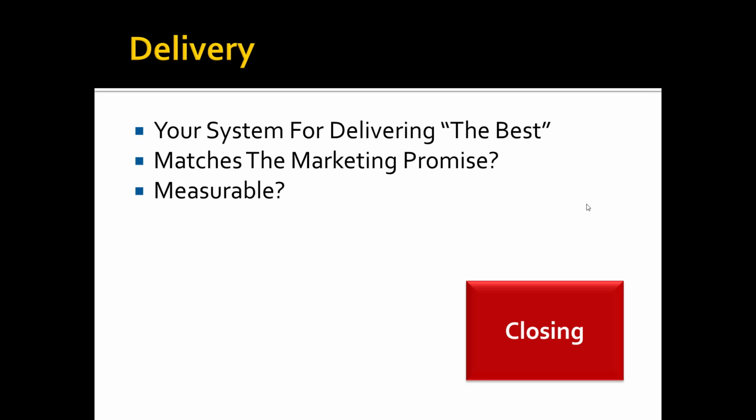So, a lot of people say, yeah, we offer world-class service. And my question is always, how do you know it's world-class? How do you know it's the best? And do you have a system? Is it duplicatable? And is it consistent? So for delivery, whatever you're delivering, whether you're selling mattresses or software programs or anything else, you need to have some kind of system for delivering whatever it is you're selling.